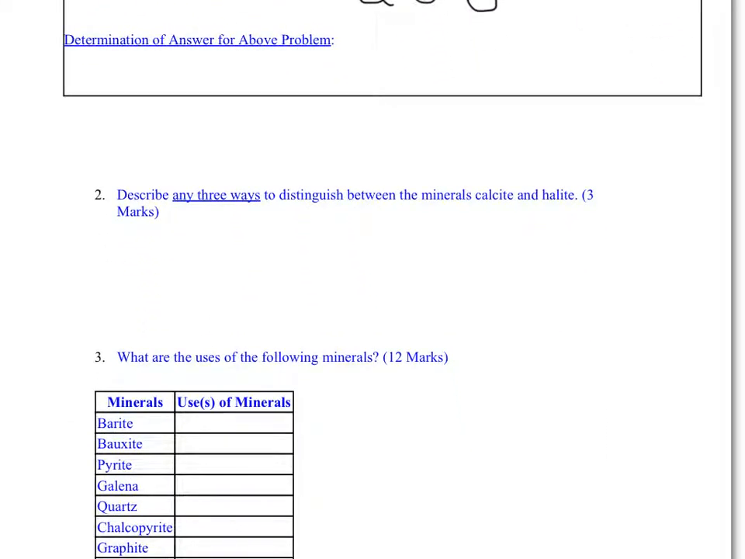Describe any 3 ways to distinguish between the minerals calcite and halite. Well, halite is a cube. Calcite is a rhombus. Halite tastes like salt. Calcite reacts with hydrochloric acid to produce carbon dioxide gas. If you look through the calcite crystal, you will see double. So calcite exhibits double refraction.